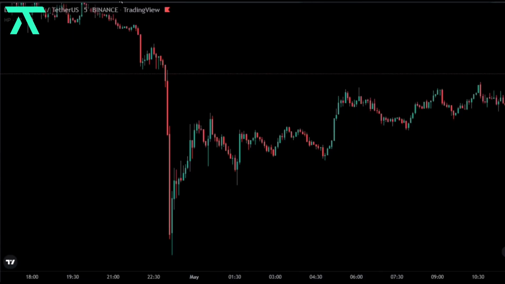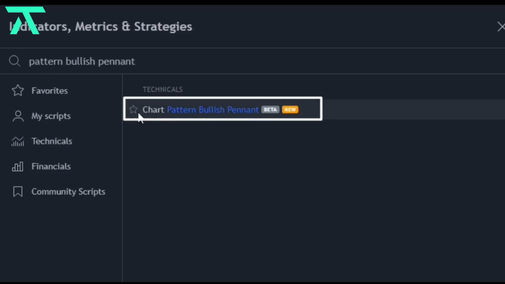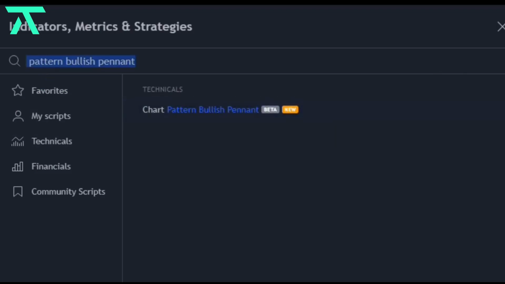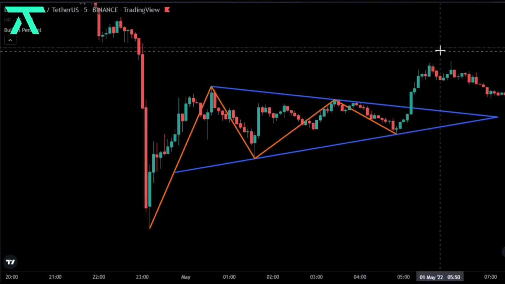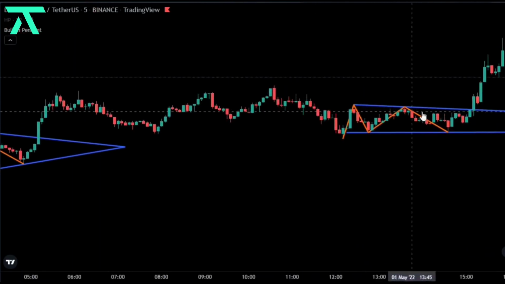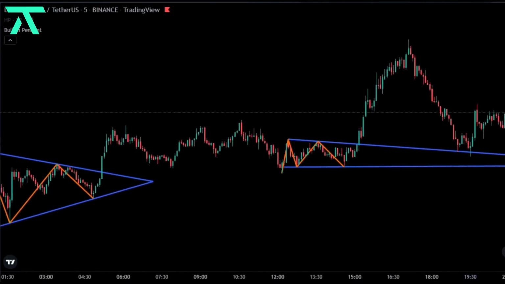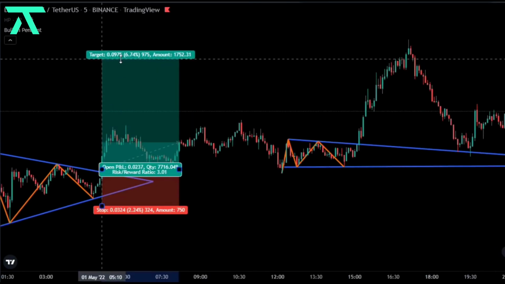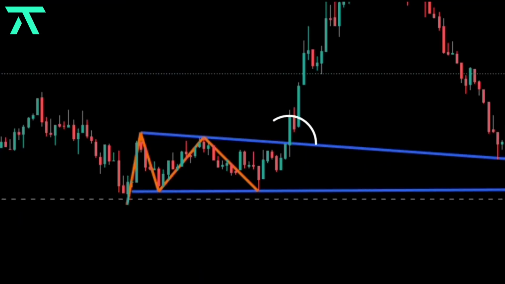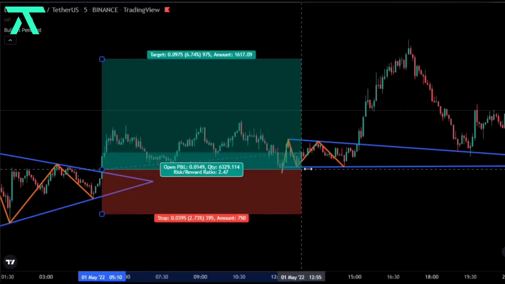The next indicator is the pattern bullish pennant. I will also add this indicator to the chart. This indicator is exactly the opposite of the previous indicator, and has formed more in the uptrend. A bullish pennant pattern has formed here and the price has broken out of this pattern upward. Here is the condition to enter the buy position, and here I open a position. In the next bullish pennant pattern, the sharp price chart grows, confirming the uptrend.